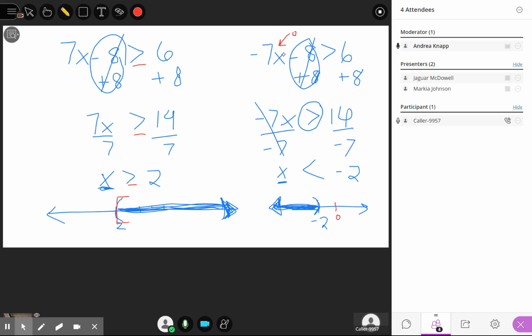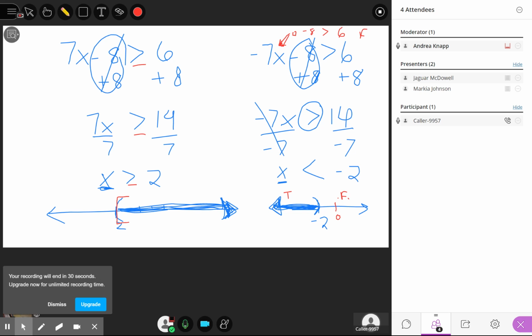You would have negative 7 times 0 is 0. And then you would have the negative 8. Is negative 8 greater than 6? So when we plugged in 0 here, we ended up with negative 8 is greater than 6, which is false. So that shows you that to the right of the negative 2 makes the inequality false, and to the left of the negative 2 makes the inequality true.